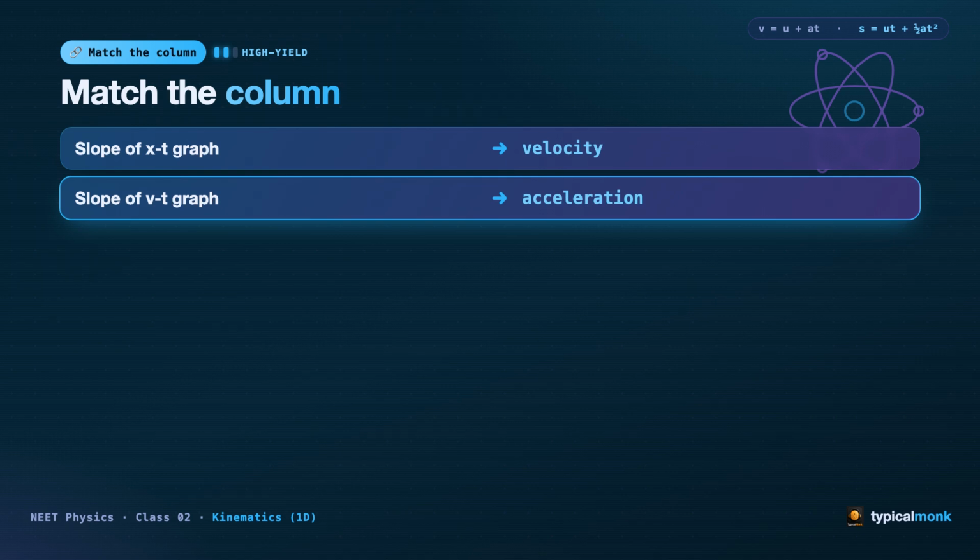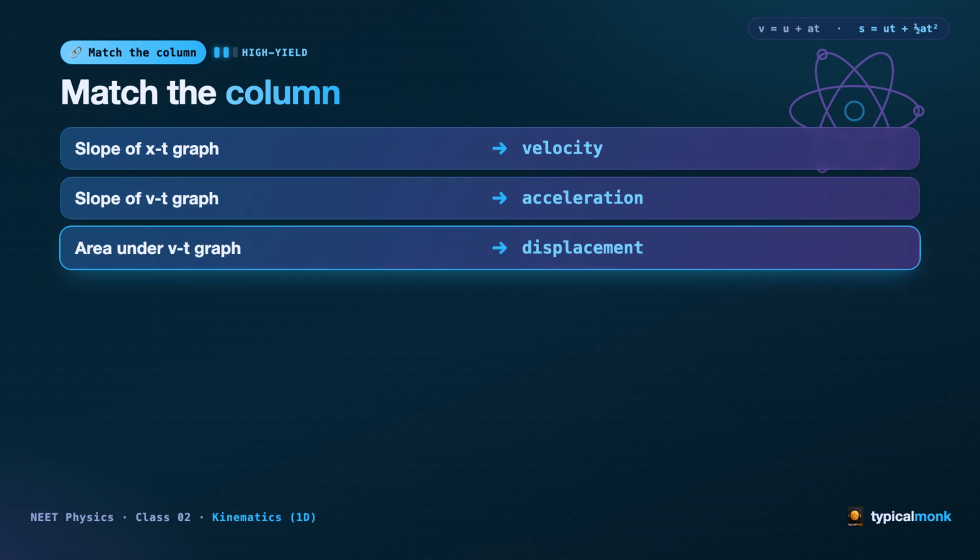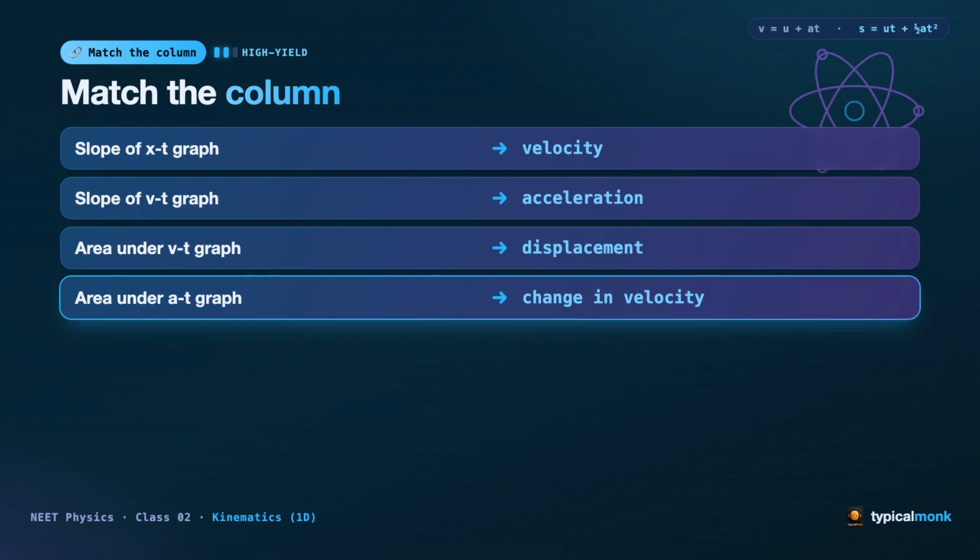How steeply the velocity climbs. The area under a velocity time graph, displacement. Velocity multiplied by time, sum the cost of motion. And the area under an acceleration time graph, the change in velocity. If all four came to you before the revision, the graph picture is becoming yours.